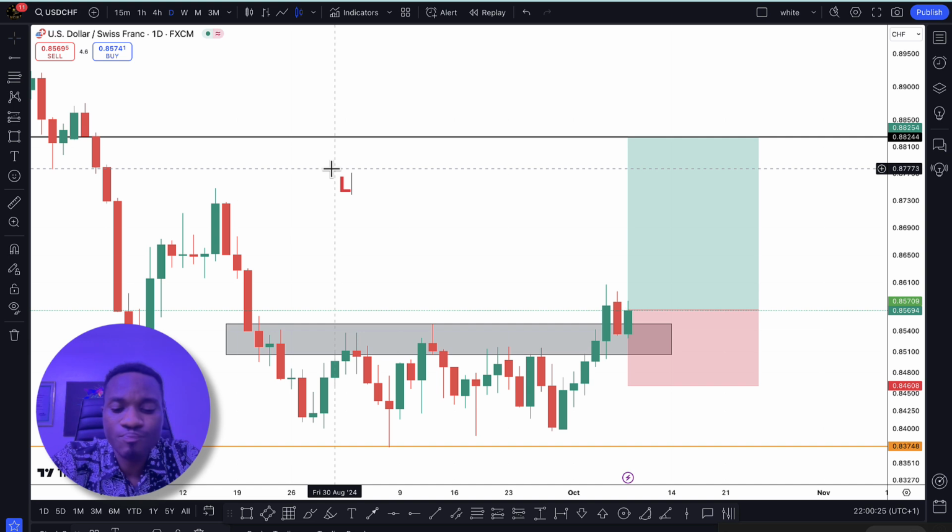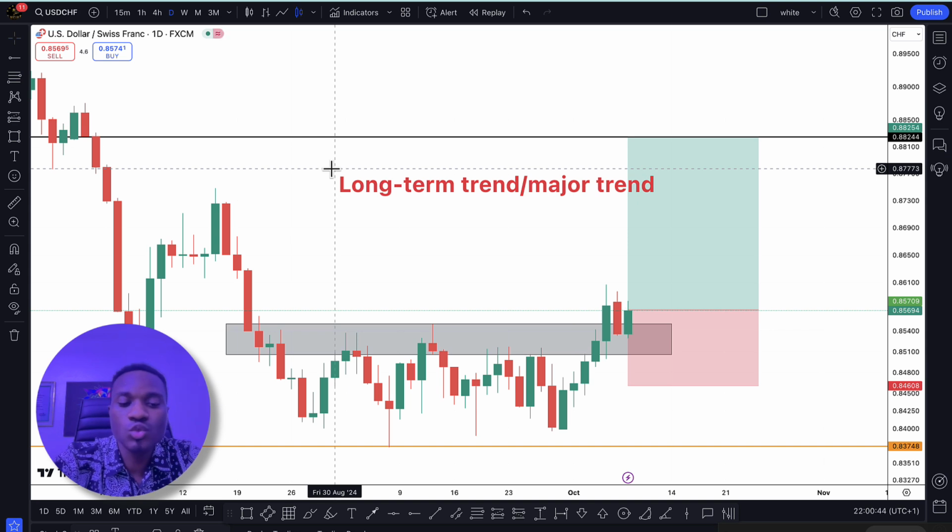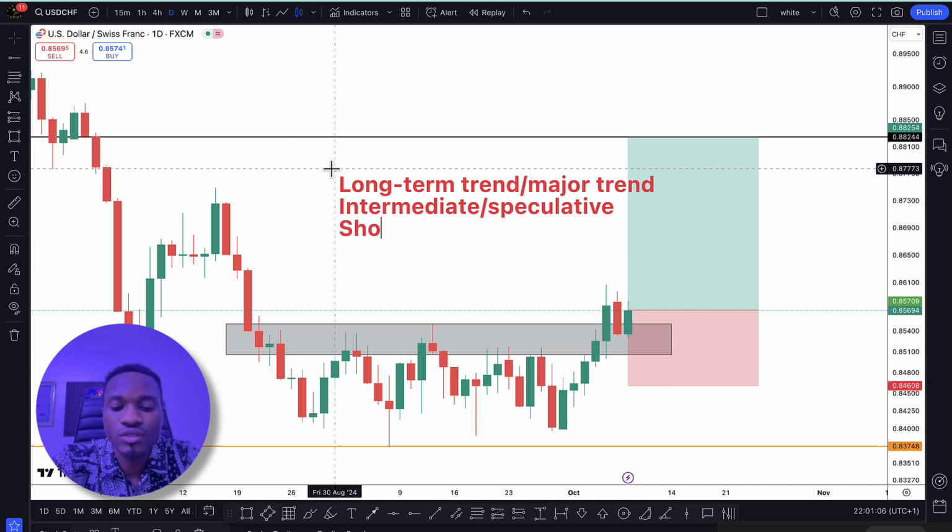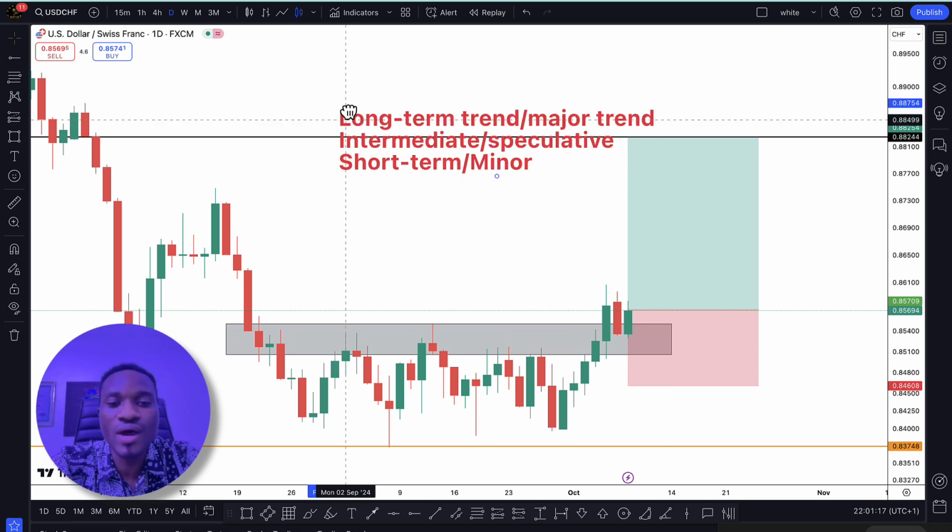We have the long-term trend, or the major trend, keep note of that. The next one is the intermediate, or speculative trend, and the next one is the short-term trend, or the minor trend. Take note of this right here, right?